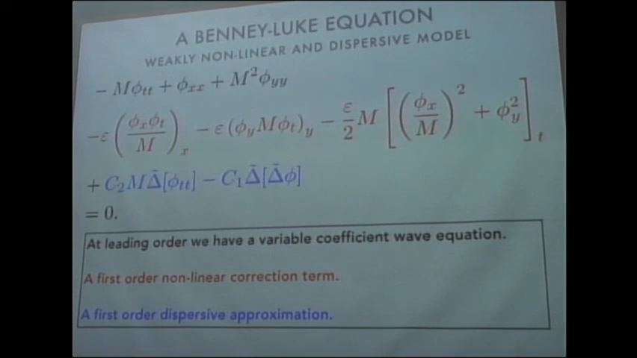This is a wave equation. We have this coefficient m. M is actually a function, and you can think of it as the topography. So the solutions to this equation are solutions to a two-dimensional wave equation, but then it has these blue terms, where these constants, C2 and C1, are actually very small.